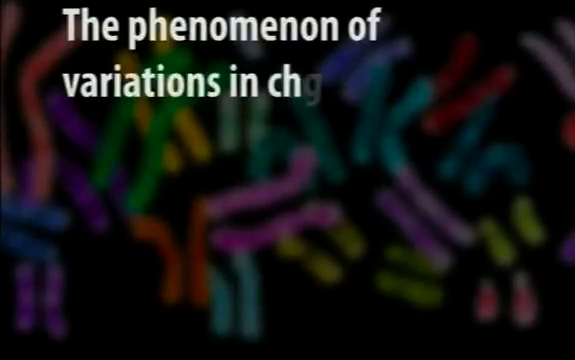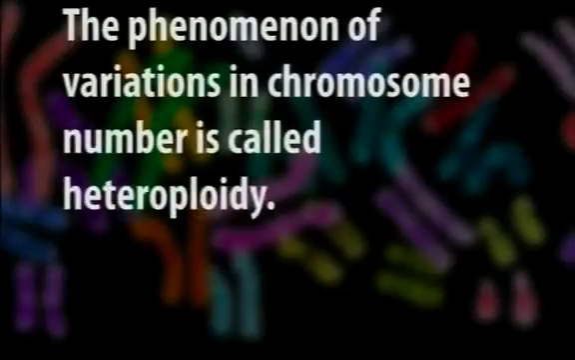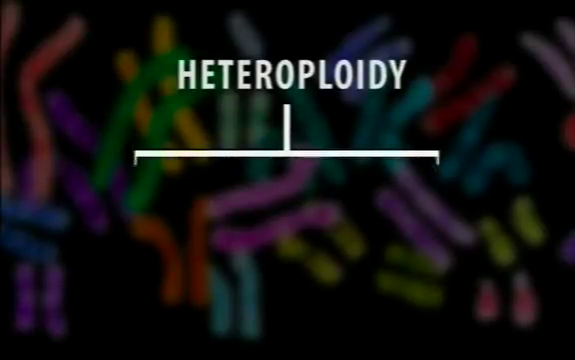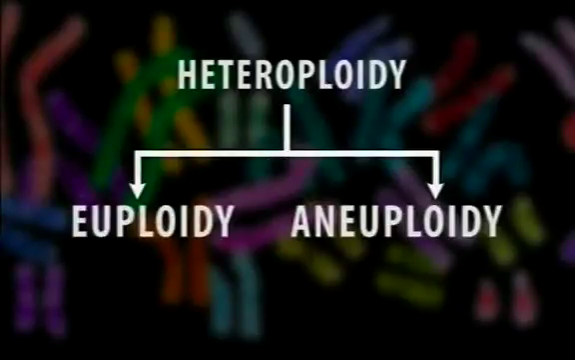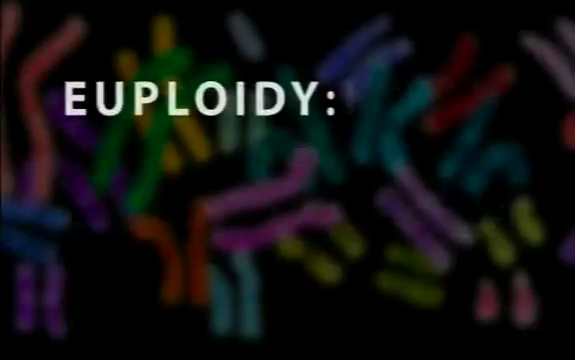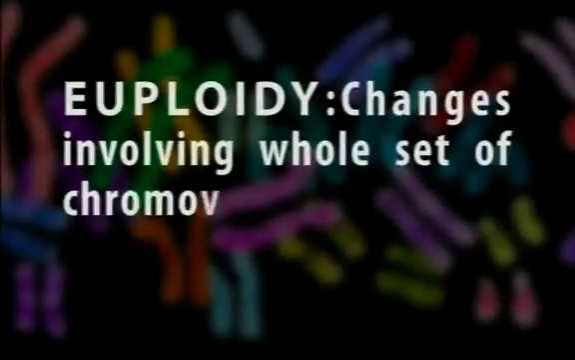Heteroploidy: the phenomenon of variation in chromosome number among organisms or species is called heteroploidy. This variation in chromosome number is of two types, euploidy and aneuploidy. Euploidy means the whole set of chromosomes is involved: either an increase or a decrease in whole sets of chromosomes. That is, it is related to x, 2x, 3x, 4x. These are different levels of euploidy.